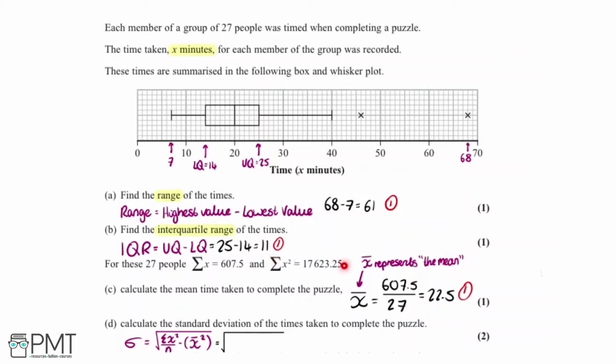Well, we're given that up here, so I'm just going to write that in. And we're going to divide that by n. In this case, n represents the number of things, so the number of different times recorded. We worked out here that that's 27. So n is 27, so we're going to divide here by 27.